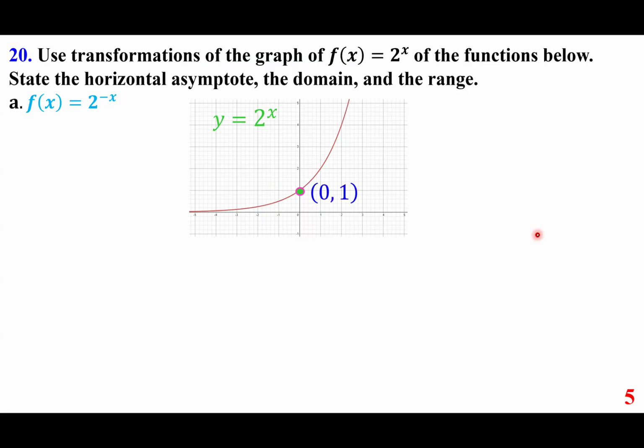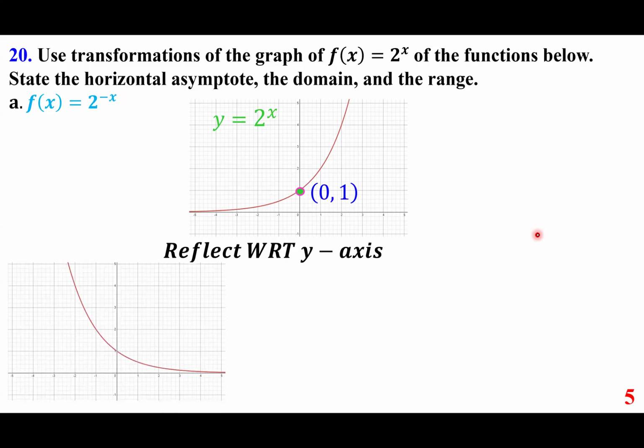So this is 0, 1. This is reflected with respect to the y-axis, looking like that, same y-intercept. The graph is f of x equals 2 to the power of minus x. So everything is the same as this guy except it's decreasing, meaning for this function, horizontal asymptote is the same as the x-axis y equal to 0. Y-intercept is the same, 0, 1.